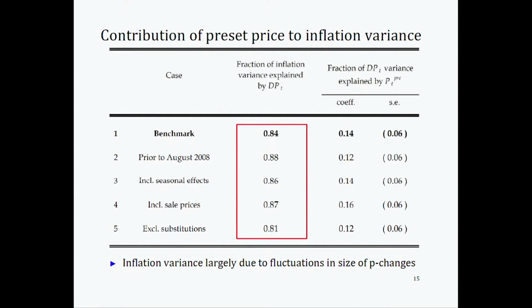Okay? What we want to do is go inside the average size of price changes and look at the preset price level and how much of the fluctuations in the preset price level explain the fluctuations in the average size. So we want to focus on which portion of the average size is due to preset price level. So let me show you some graphs.